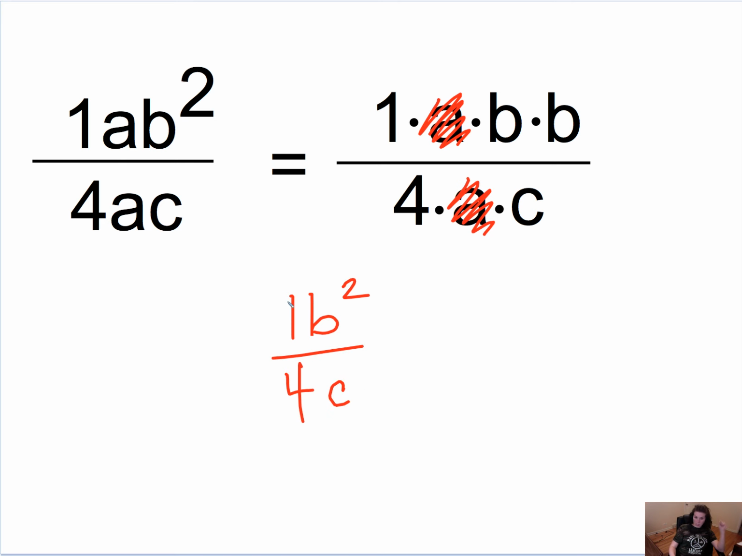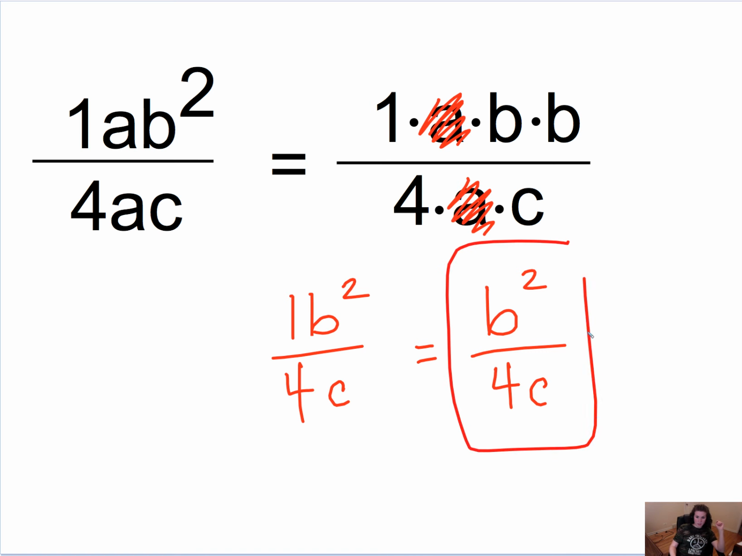Now remember, do you need that 1 with the b squared? No, you don't, because 1b squared is the same as b squared. So you could see it either way. Both of these would be correct. So b squared over 4c. Doesn't matter which way you write it, they mean the same thing. So here is your final answer, either one of these.